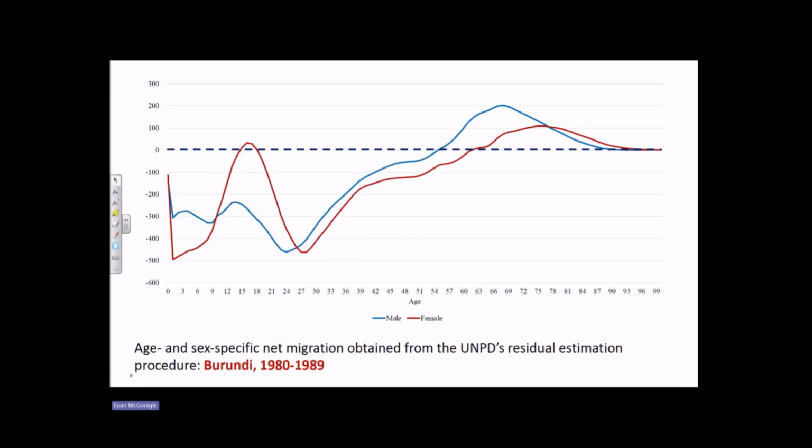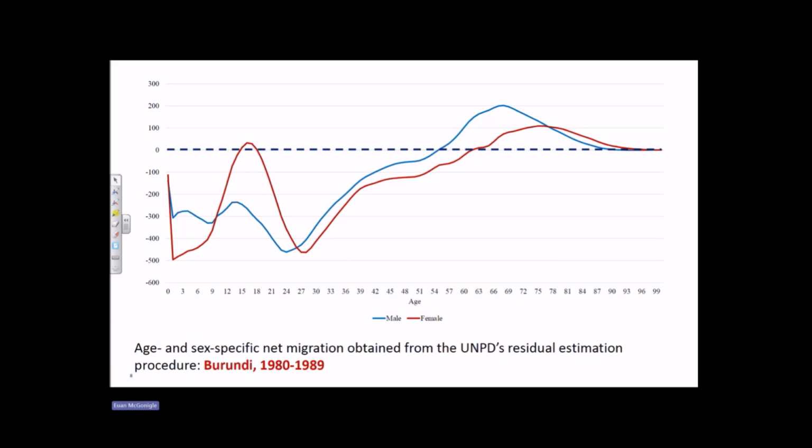To give you some illustrations, this is some of the residual data that they had estimated, from the UN Population Division's methodology for residual estimation. The red line is females and the blue line is males. They were getting residual estimates by age that look like this, which is all over the place. It didn't make a whole lot of sense.